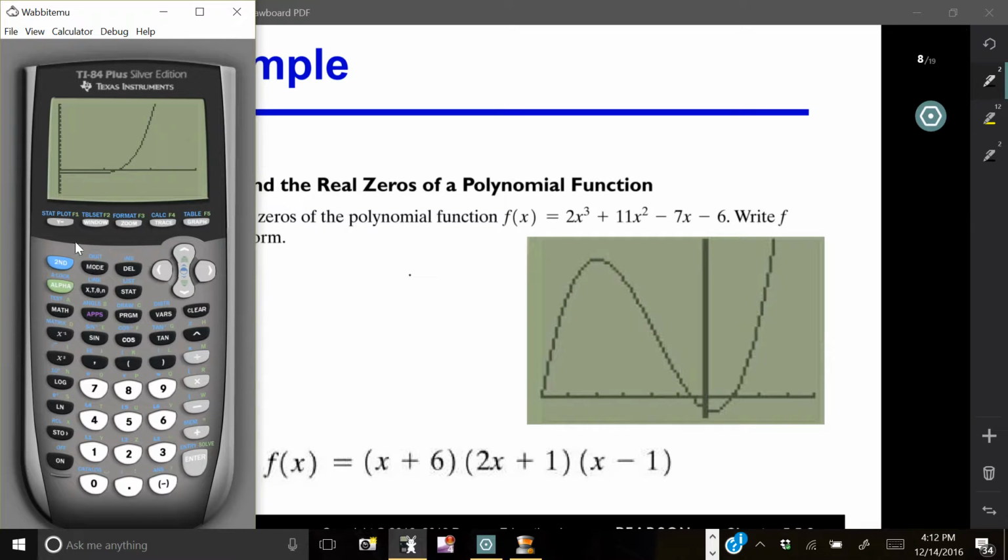the calculator just so you understand how to calculate this. So let's graph the equation. Y equals 2x cubed plus 11x squared minus 7x minus 6. Zoom to the standard window.